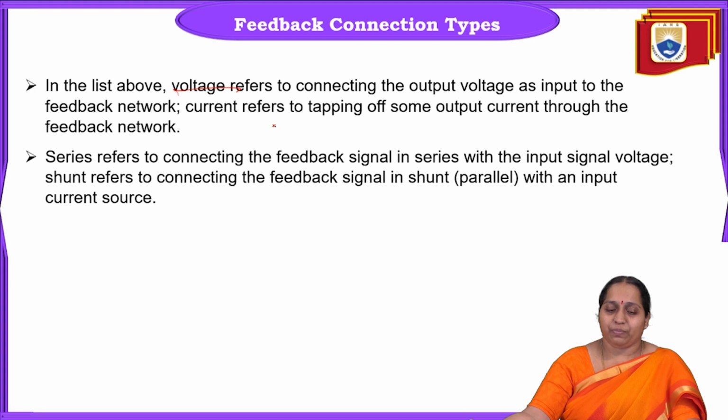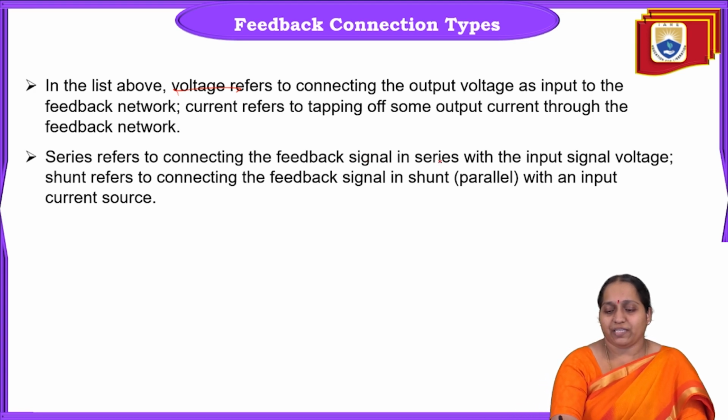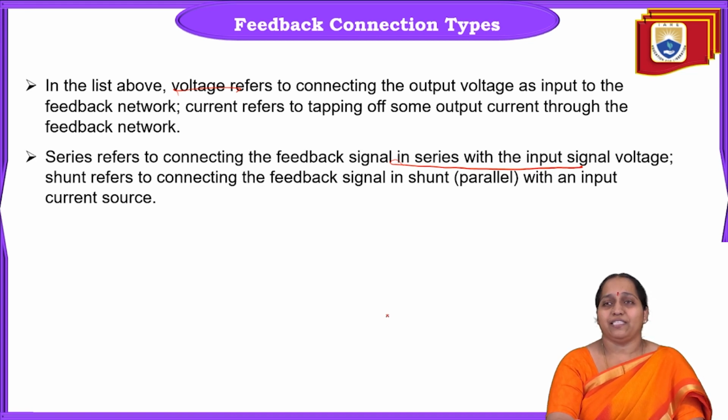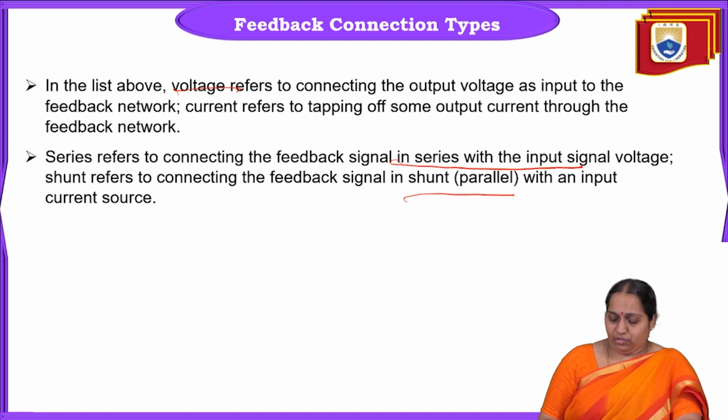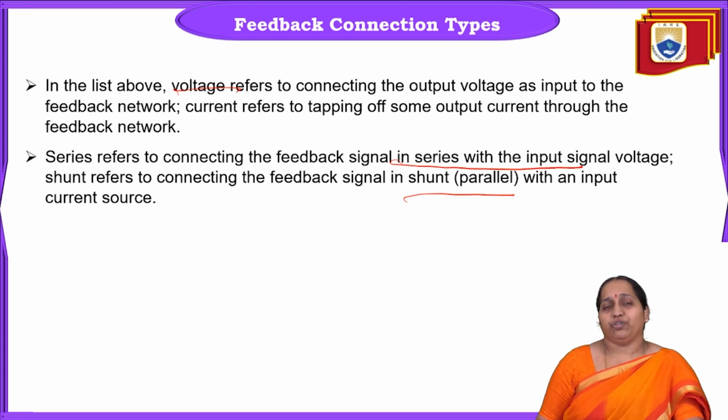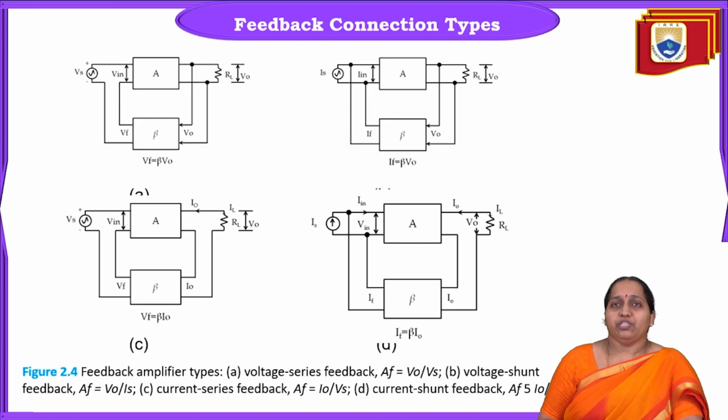Now coming to the words series and parallel. Series refers to connecting the feedback signal in series with the input signal voltage. Shunt refers to connecting the feedback signal in shunt, which is nothing but in parallel with the input current source. So the word voltage or current indicates whether the output voltage or the output current is given as feedback. And the words series and shunt indicate whether you are connecting the feedback signal in series with the source or in parallel with the source, that is, the input voltage.